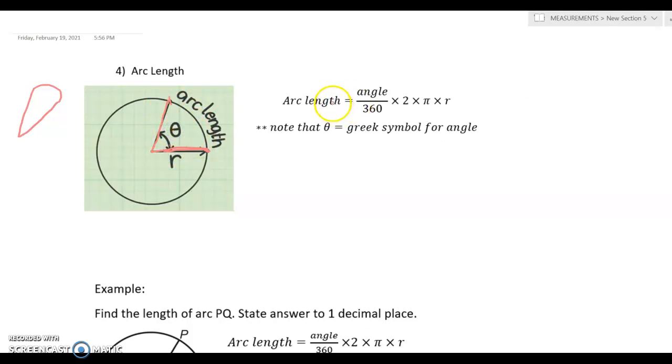So the formula for arc length is the angle, so the given angle, and normally in the formula sheet, I will show you it very soon.